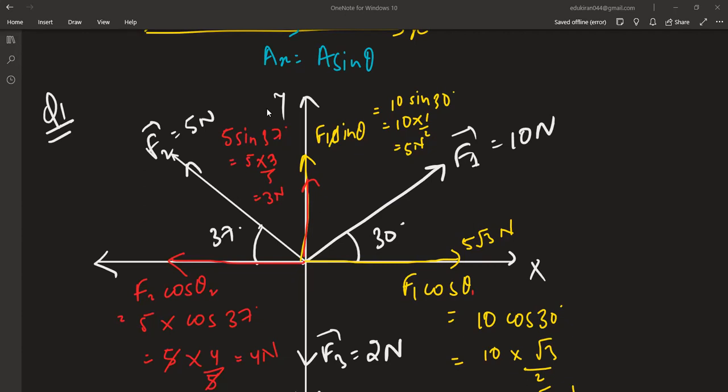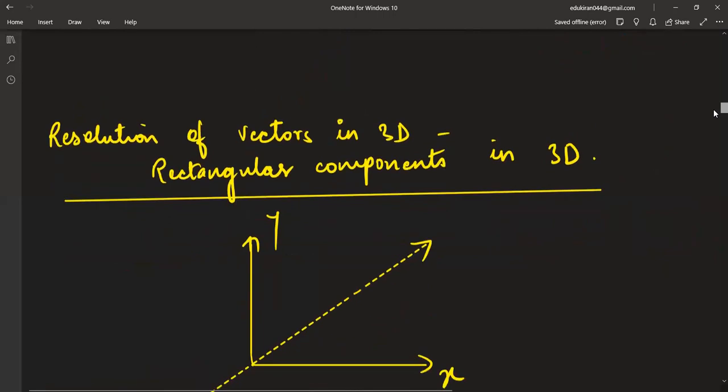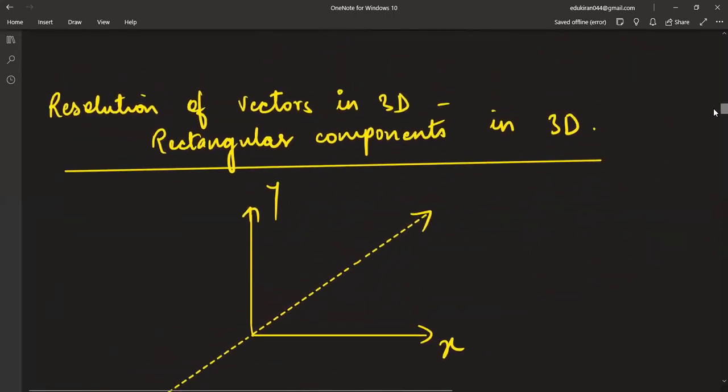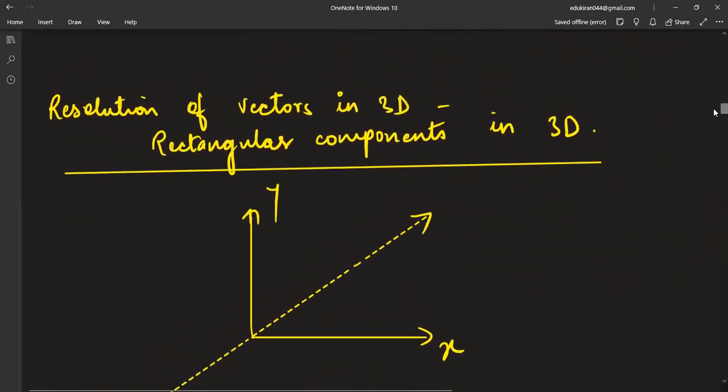So in the last class, we had started with the resolution of vectors, resolution of components. The angle that the axis makes, we consider it as cos theta, and the perpendicular to it, we consider it as sin theta. Now, out of resolution of vectors, rectangular components are left to be discussed. In 2 dimensions, we have discussed when you have to consider cos theta and when you have to consider sin theta, right?